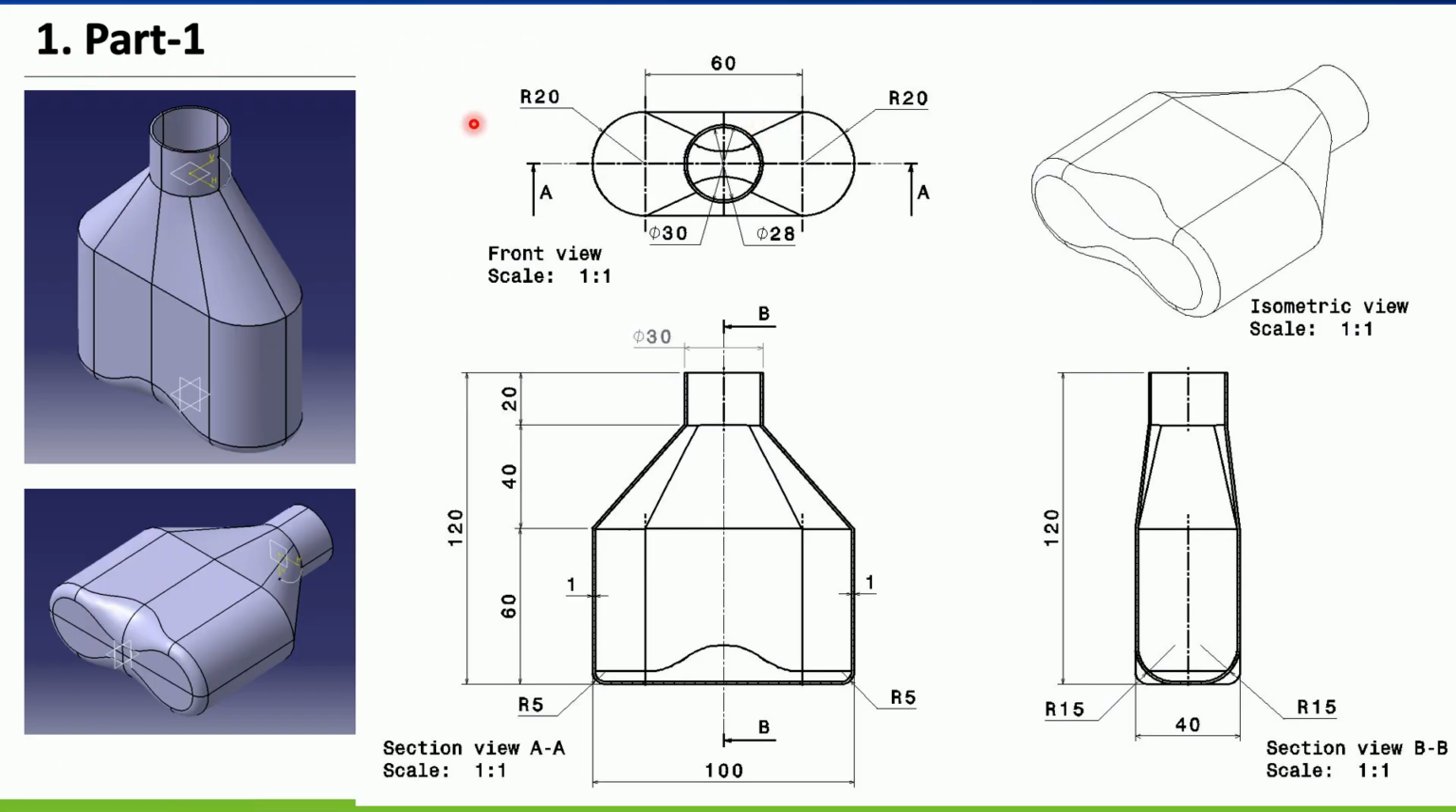Part one, I think, is very easy for you. For the first step, I think we use extrude surface, and then multi-section. This one is also an extrude surface, and at the bottom there is a different fillet radius, about 15 millimeter in here. Okay, all right, let's do the first part.